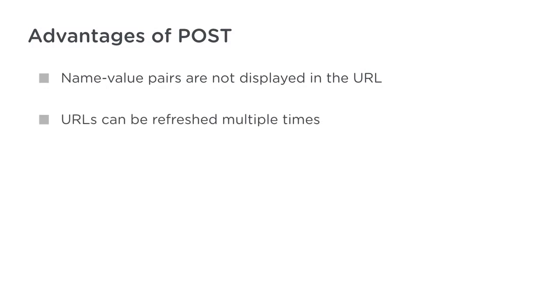Second, URLs can be refreshed multiple times, causing the action to be performed multiple times. This could easily create duplicate records or delete more records than intended. And third, you can submit more data, such as long descriptions. It's easier than you might think to reach the max URL length of roughly 2,000 characters. Now that we're ready to filter our posted data, let's check our form and start collecting user input.